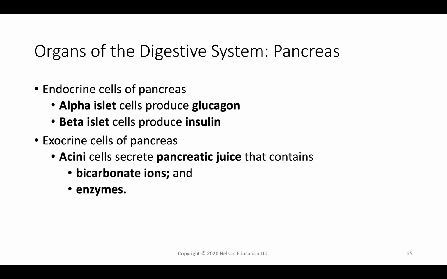Other accessory organs of the digestive system are going to include the pancreas. The pancreas is going to have endocrine and exocrine cells. What do I mean by that? Cells that are going to secrete internally and cells that are going to secrete externally. So endocrine cells are going to secrete glucagon and insulin. That includes the alpha and the beta cells. We also have exocrine cells that are going to secrete pancreatic juices. Again, that pancreatic juice goes directly into the digestive tract. It's going to contain bicarbonate ions, which is going to help get our pH back up to 7, as well as enzymes that are going to help continue the process of digestion of the major biomolecules as we travel through the tract.